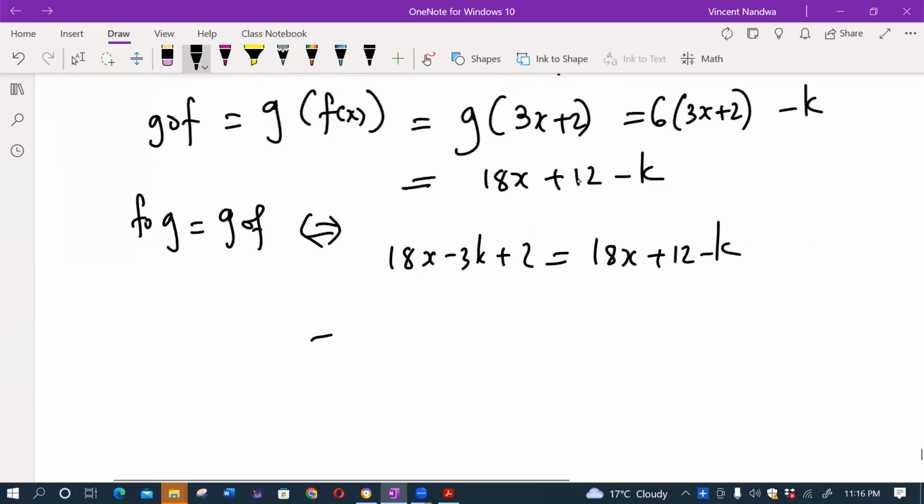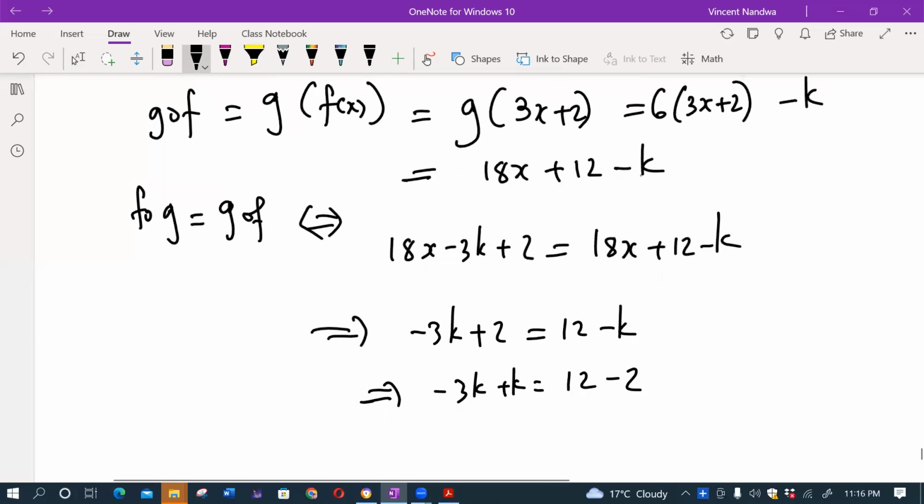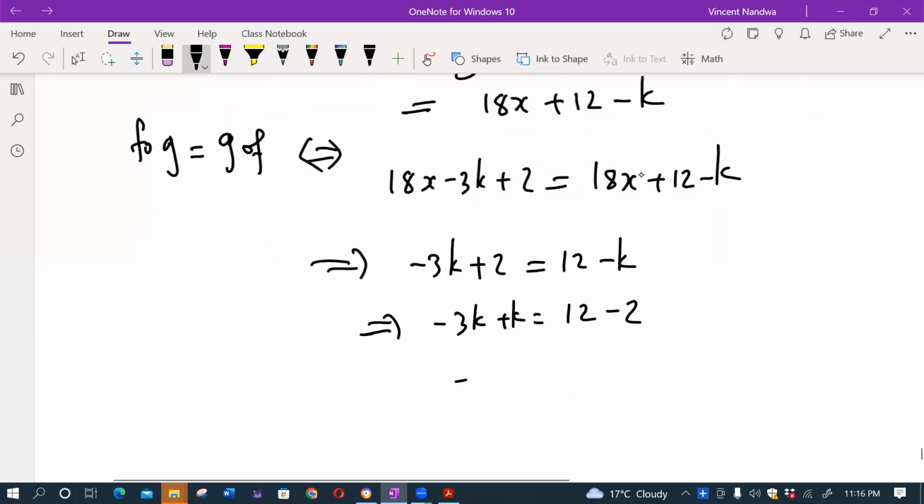So for this equality to be true, it means that minus 3k plus 2 equals 12 minus k, which means minus 3k plus k equals 12 minus 2. Minus 3k plus k is minus 2k equals 10. So this means that k will be 10 over minus 2, which is minus 5.